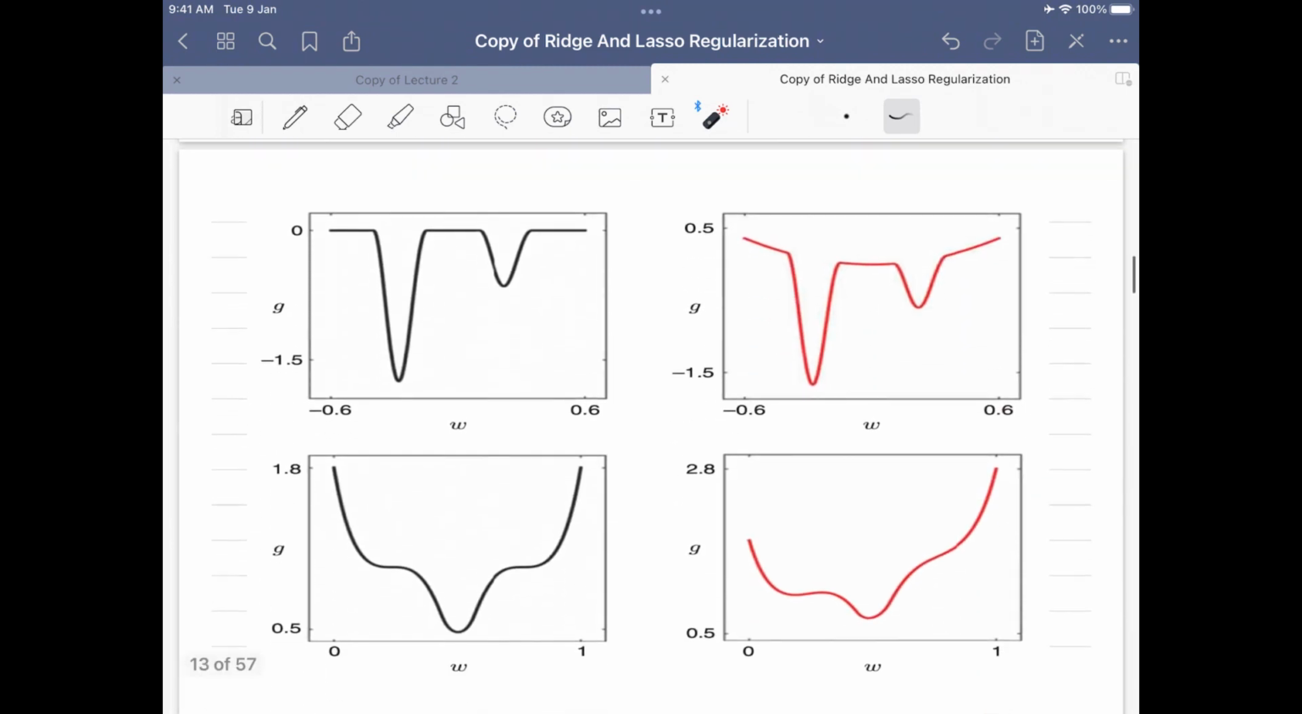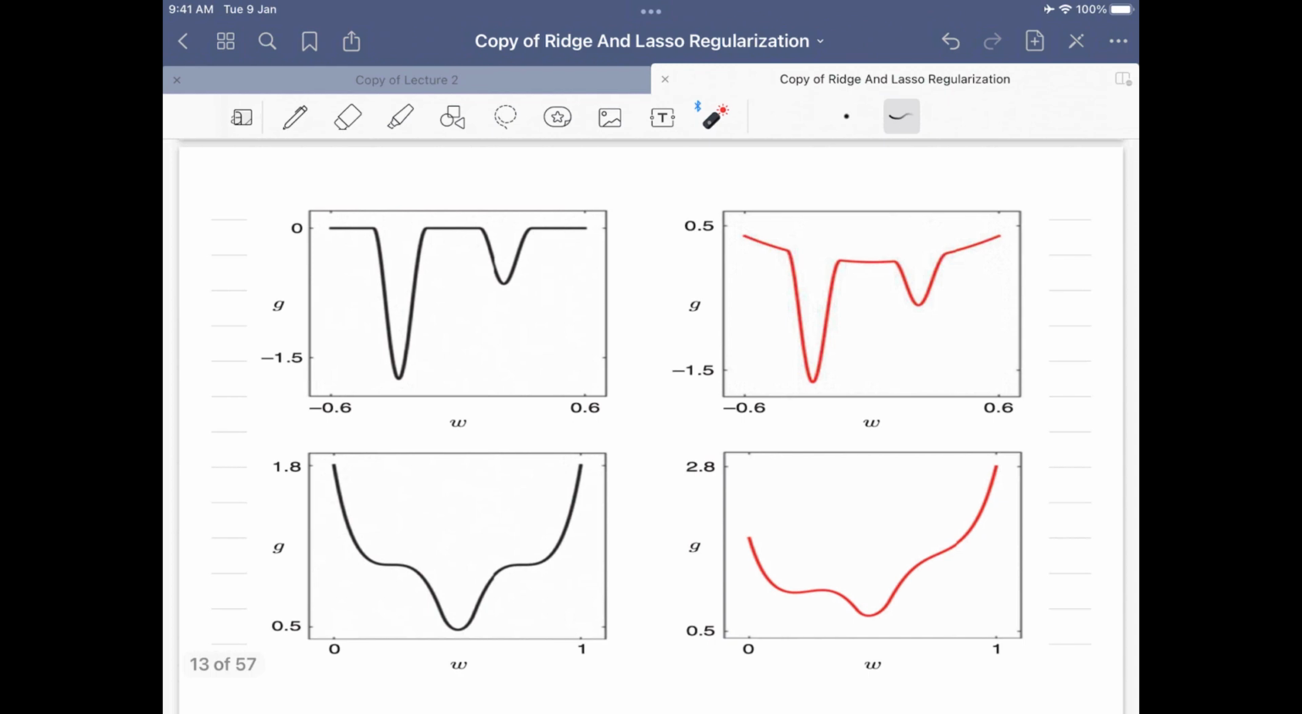Let me give you another picture of how regularization is helping us in the optimization, showing you some graphical representation. So here you see, if you have some cost function which looks like this, so these are the cost functions.